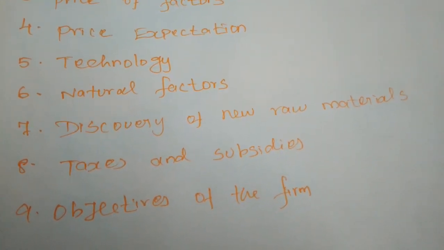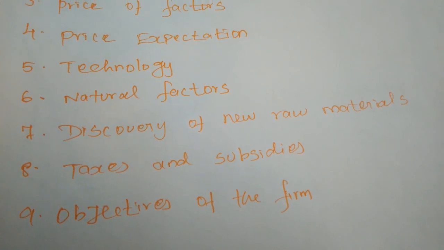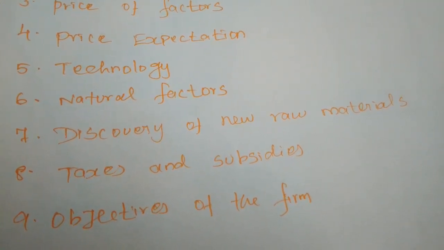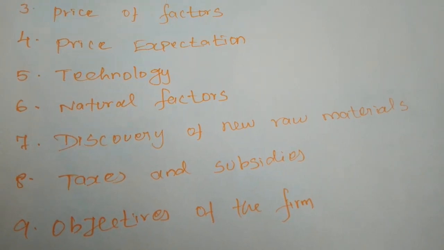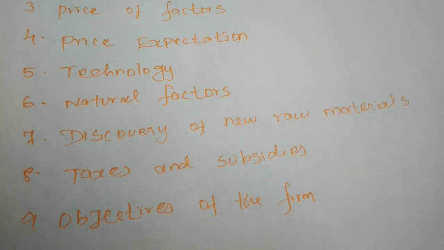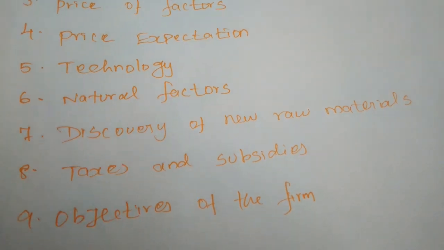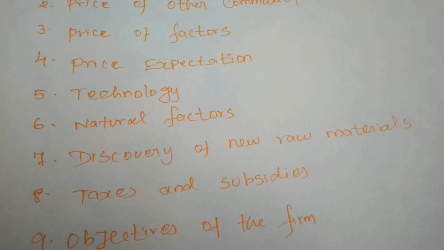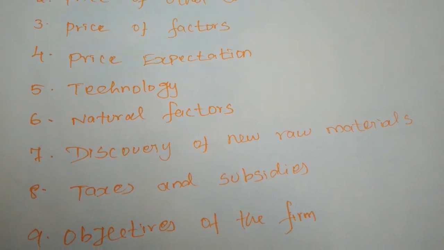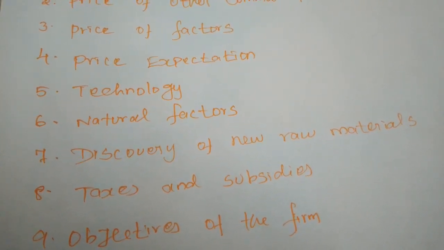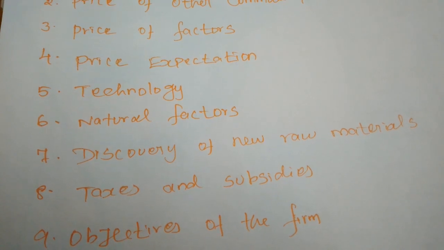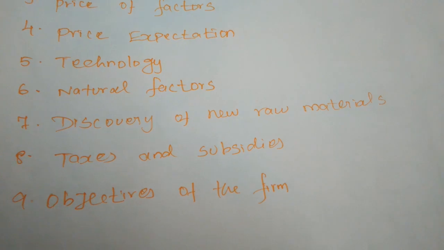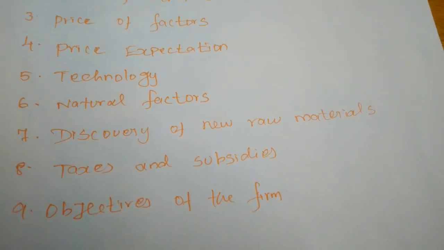Not only in the agricultural sector, even in the industrial sector, on the basis of natural factors, the supply of a commodity will be increased or changed. For example, the Gulf countries have more petroleum resources. Because of that, they will produce more petrol, and they will produce petrol at low cost. So on the basis of natural resources, natural factors also affect the supply.